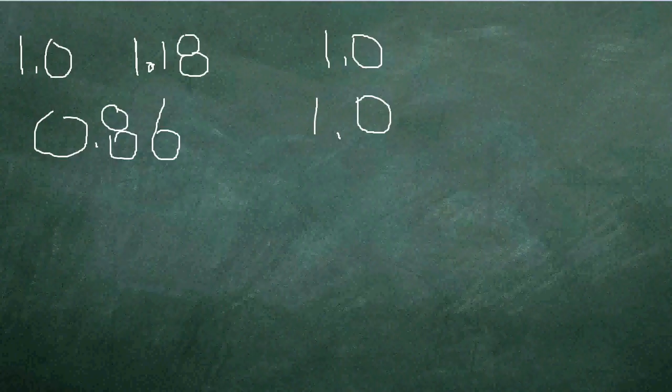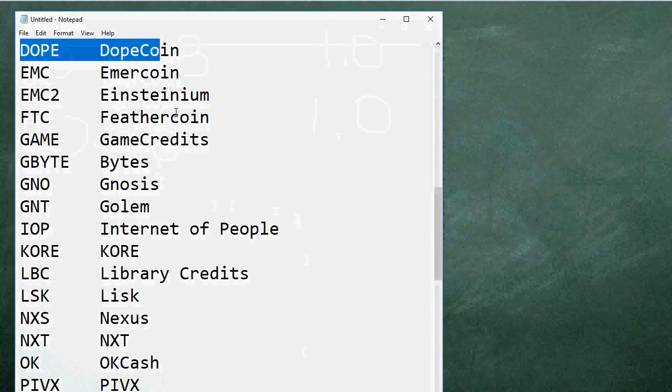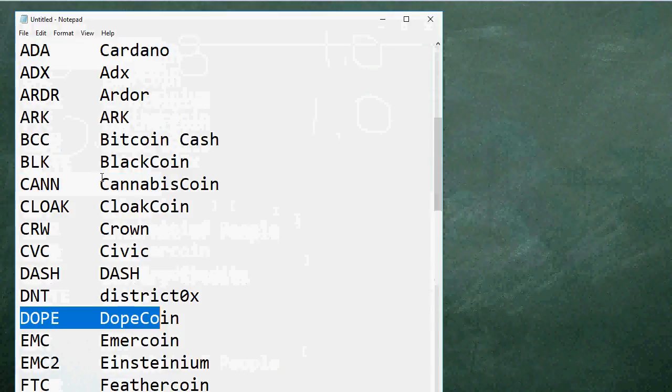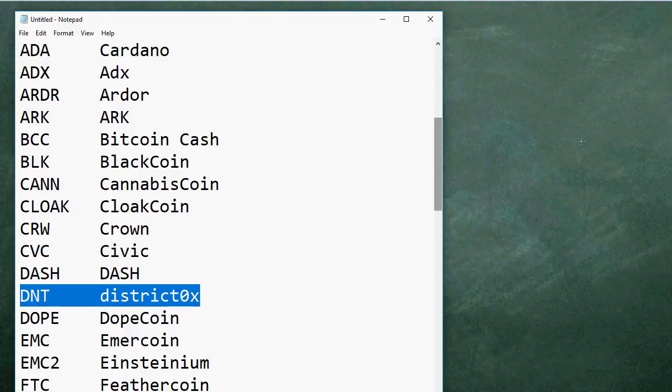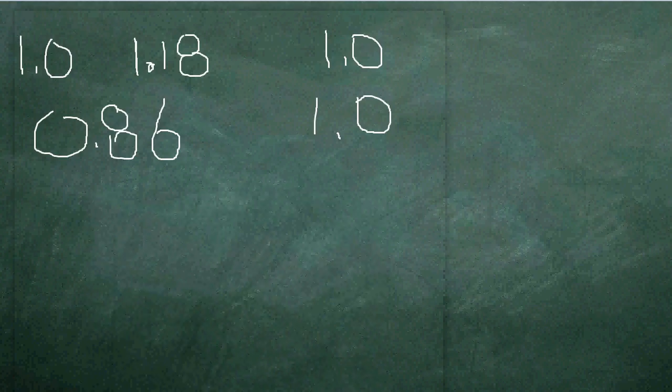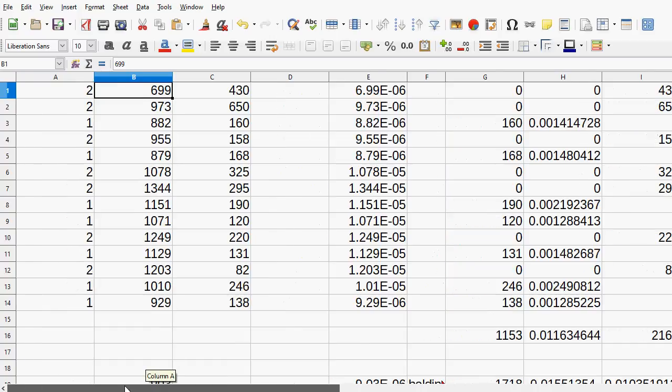So just to give you an example, I'm going to show a spreadsheet and show some examples of the one code that went crazy yesterday, which was DNT. This one here, I made quite a few in and out transactions yesterday. I'm going to show you how those transactions worked out. And as it was going up, I ended up selling 430 of them at $6.99.